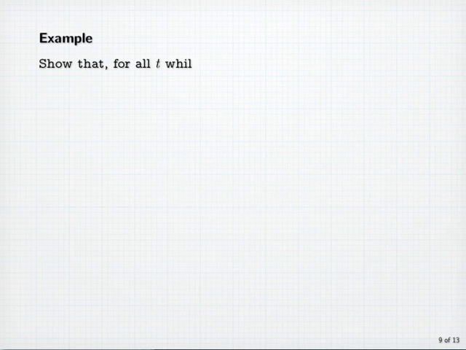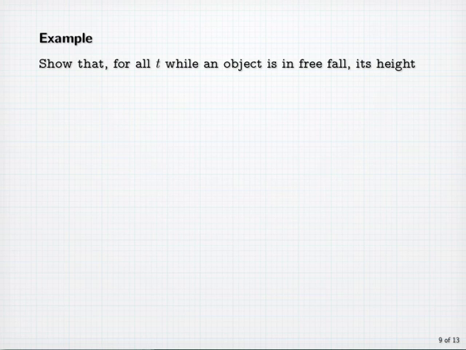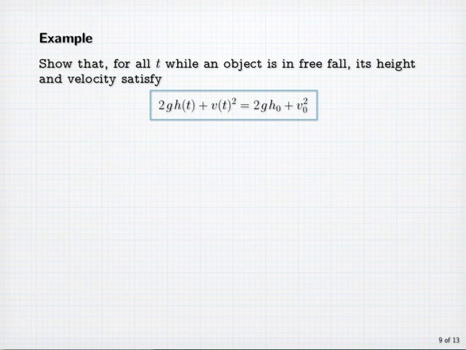Example: let's show that for all t while an object is in free fall, its height and its velocity satisfy 2g times h of t plus v of t squared equals 2g h naught plus v naught squared. Notice that this says that the quantity 2g h of t plus v of t squared is constant.